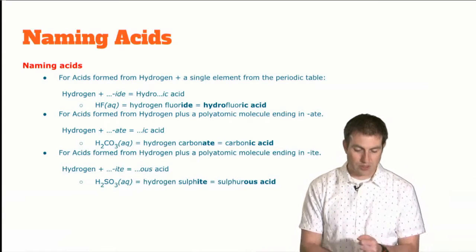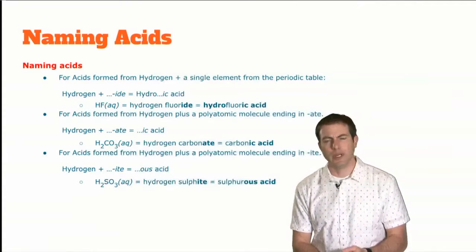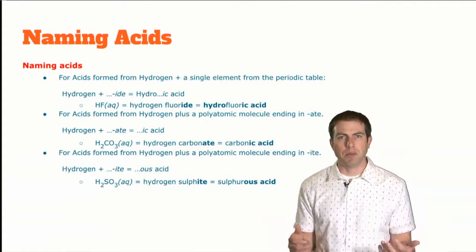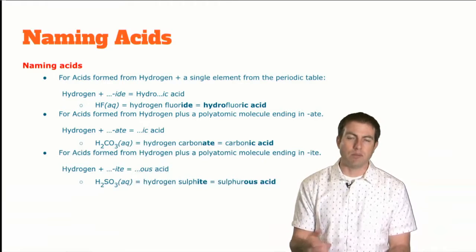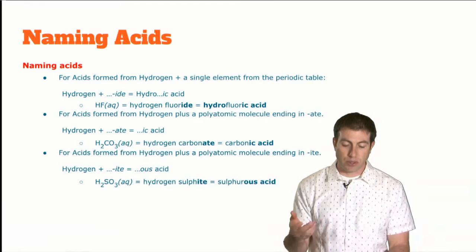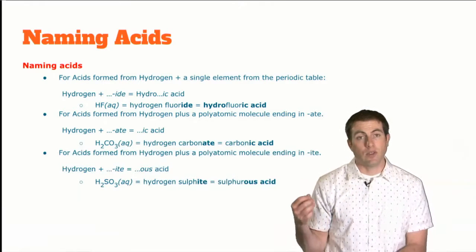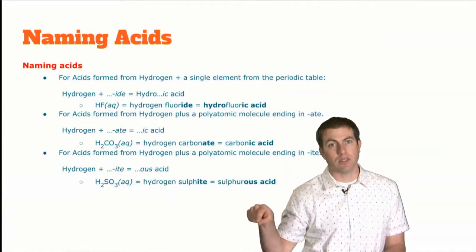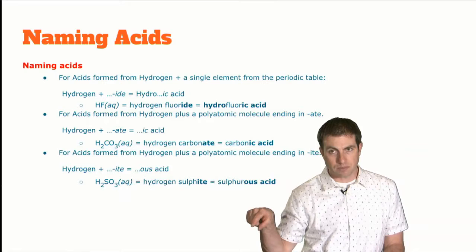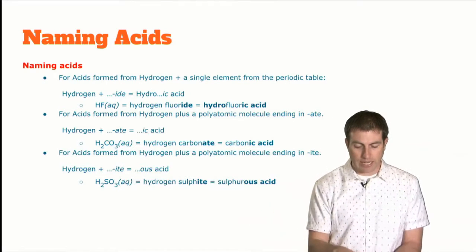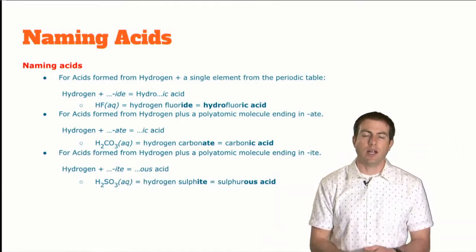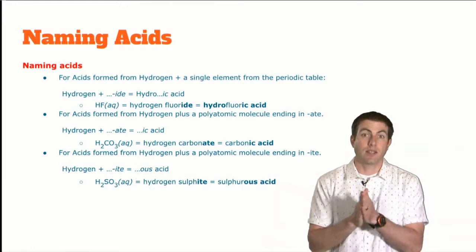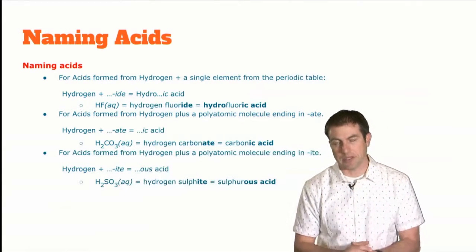Those are the three naming principles that you'll run into. Not a huge idea. It doesn't come up a lot, but it is one that does come up. So it's important to know the three naming rules. And the good news is two of the naming rules are on your data booklet. You don't even need to memorize them. But the third one, the ites changing to ous, that one does show up, and it's not in your data booklet.